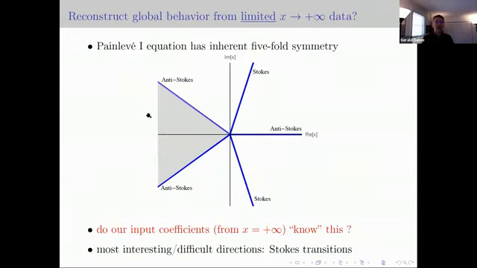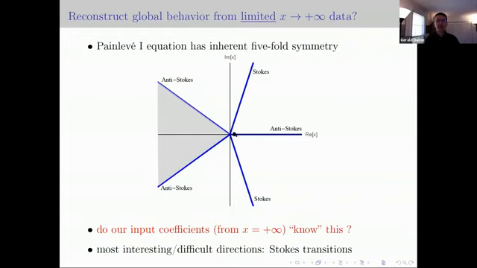So the Painlevé-1 equation has a nice symmetry. Remember that the Painlevé-2 equation had this nice pi/3 symmetry that it inherited from the Airy equation. The Painlevé-1 equation has a 5-fold symmetry. And this so-called tree-truncated solution that I'm studying here has this property that in the complex x-plane, remember x is the variable in the differential equation, and we're developing an expansion around x equals plus infinity.